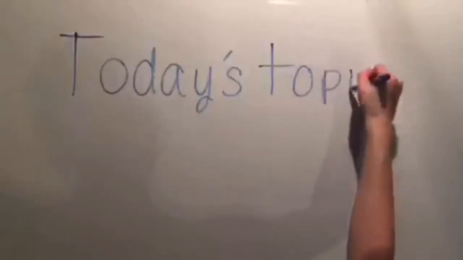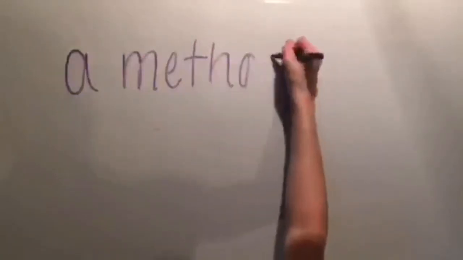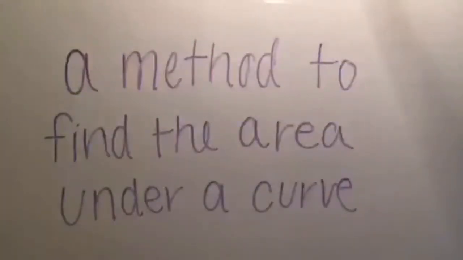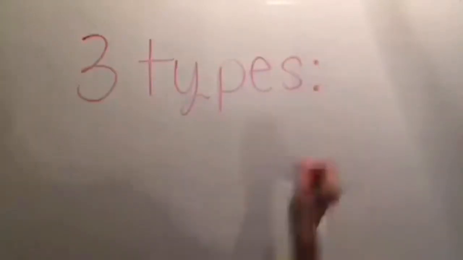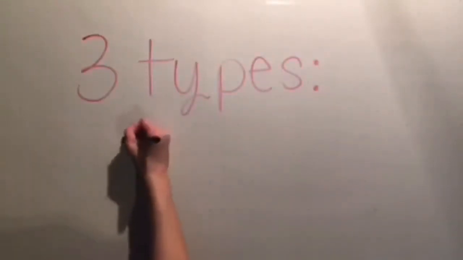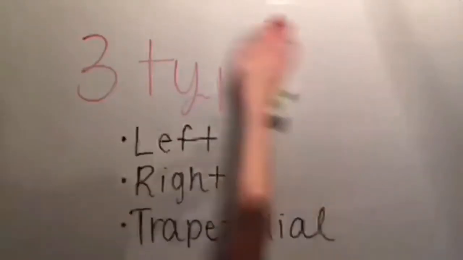So today's topic of this video is going to be Riemann sums with graphs. The entire idea of a Riemann sum is that it is a method used to find the area underneath a specific curve. Now, with Riemann sums, there are three different types that you can use: the left Riemann sum, the right Riemann sum, and the trapezoidal Riemann sum. Each are a little bit different.